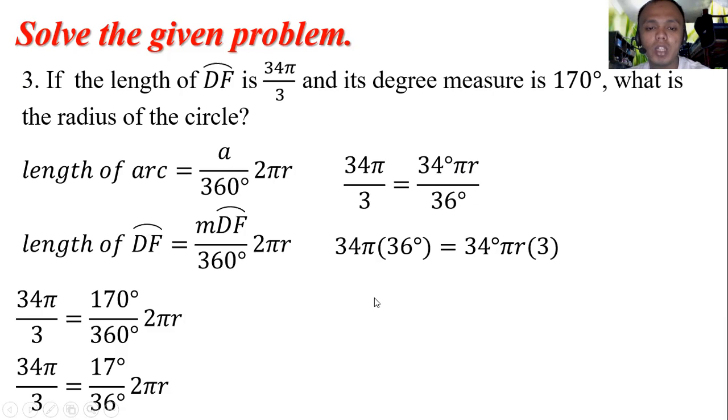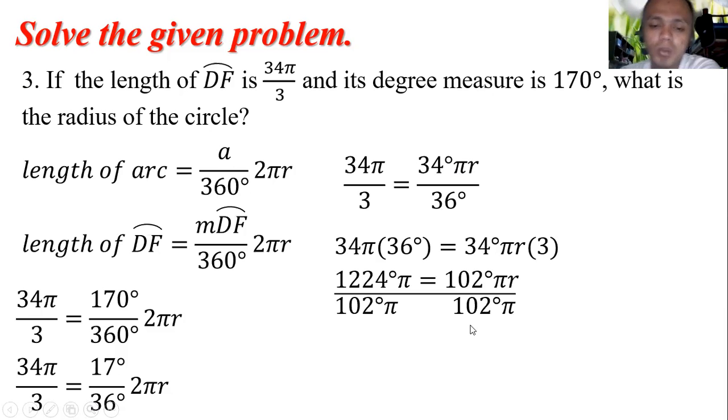Then cross multiply tayo, no? 34 pi times 36, 3 times 34 pi r. 34 times 36 is 1224 pi. 34 times 3 is 102 pi r. Then divide both by 102 pi, no? 1224 divided by 102 is equal to 12. So cancel this out. Cancel this out. Yung R natin is 12.